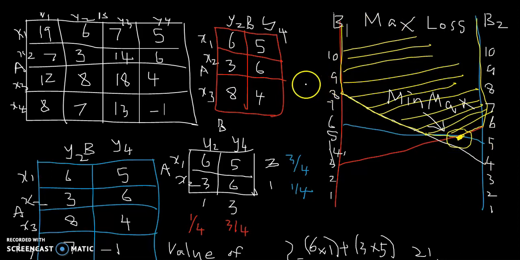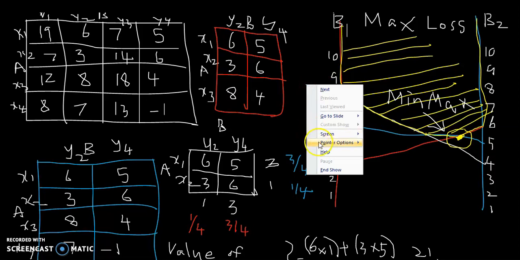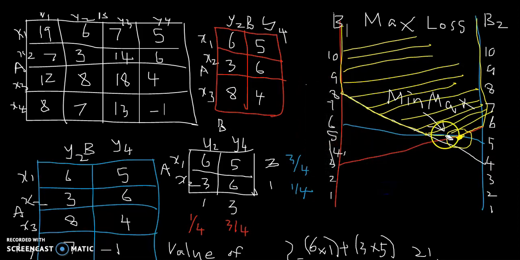Now, note that this particular point is the intersection of the 6-5 strategy and the 3-6 strategy. So only these two strategies are involved in this minimax principle. Therefore, these two only we are taking, and this we are striking out. As a result, we are getting this particular 2 by 2 matrix.